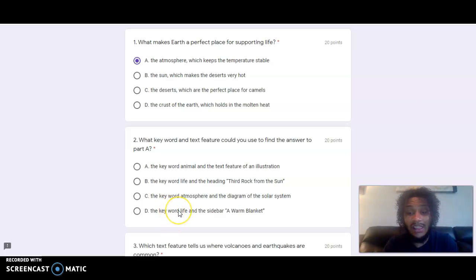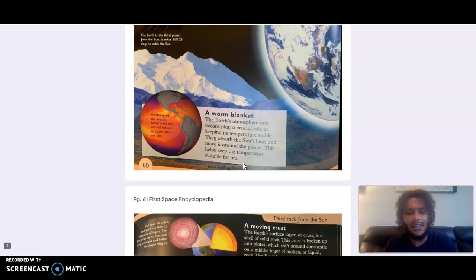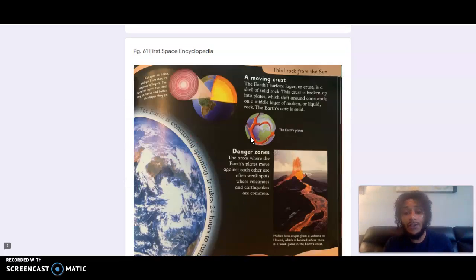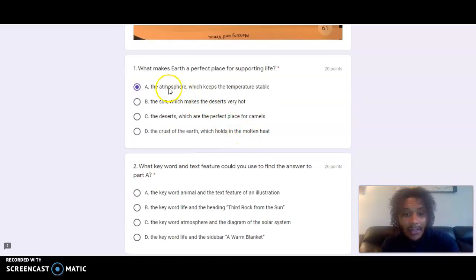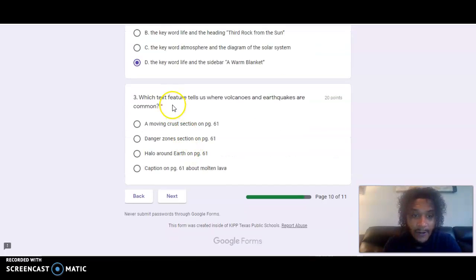D, the keyword life. Ooh, remember, that's a good keyword. And the sidebar, a warm blanket. I should go back and reread that and see. A warm blanket. The Earth's atmosphere and oceans play a crucial role in keeping its temperature stable. The question was asking me about the atmosphere keeping the temperature stable. That's what it says word for word in a warm blanket. So I'm going to take that as my answer.